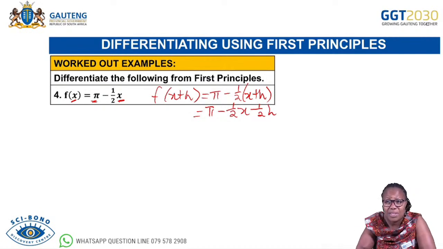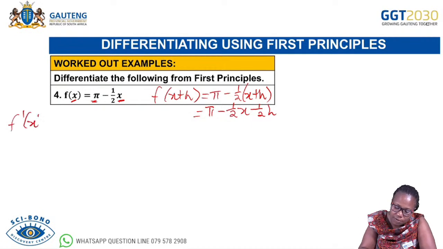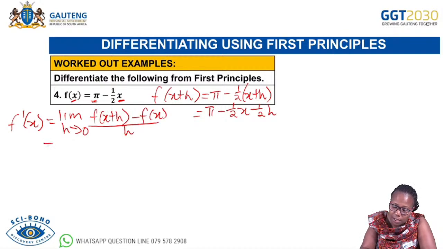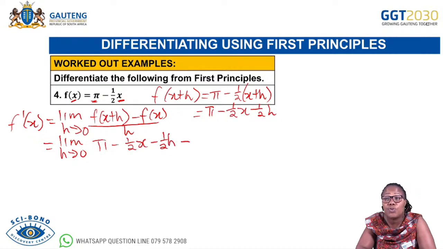So when I'm done with that, separately I now move to my expression. f derivative of x is the limit of h approaching 0 of f at x plus h. That's my formula from the formula sheet, and then divide by h. The limit of h approaching 0. My f at x is pi minus half x minus half h. Minus, I'm having two terms now.